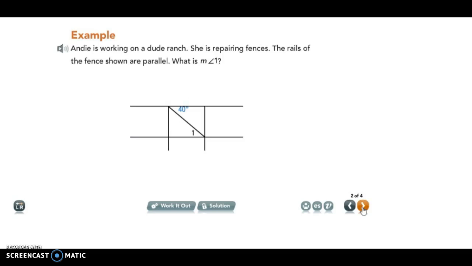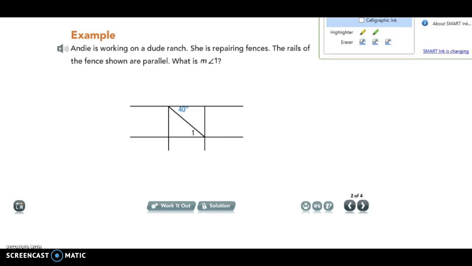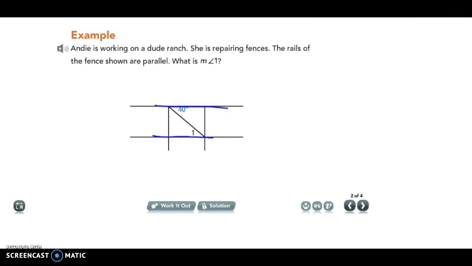So Andy is working on a dude ranch, and she's repairing a fence. The rails of the fence are parallel, so we want to know the measure of angle 1. So this is the top of the fence and the bottom of the fence, and then she has a transversal that is cutting the fence. So we know that this and this are two parallel lines. So what's in between there is interior. And these two are alternate because one's on the left and one's on the right. So measure of angle 1 is 40 degrees.